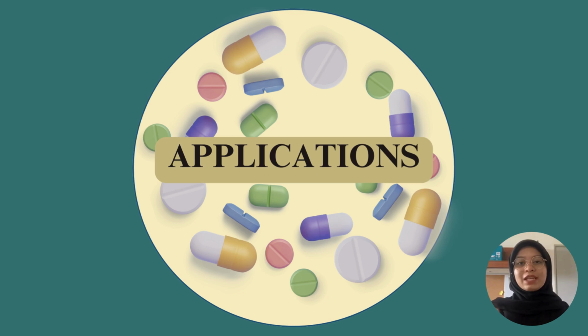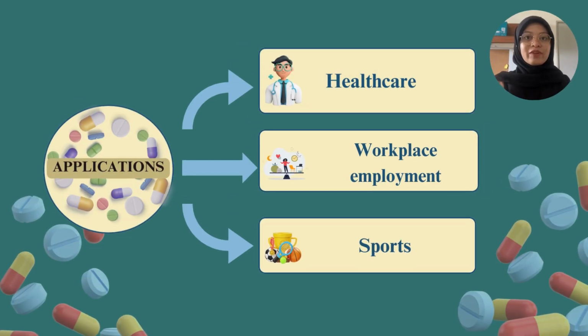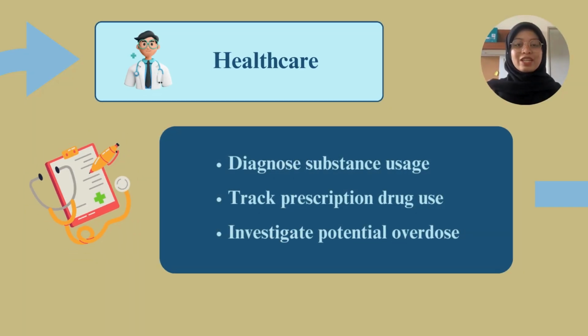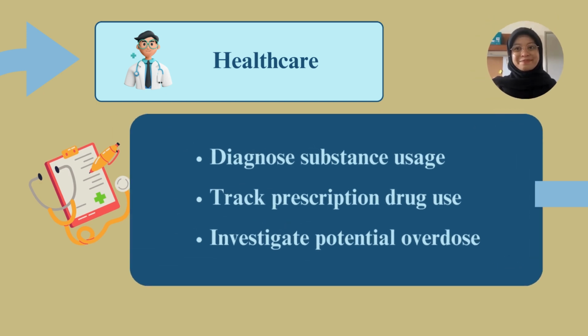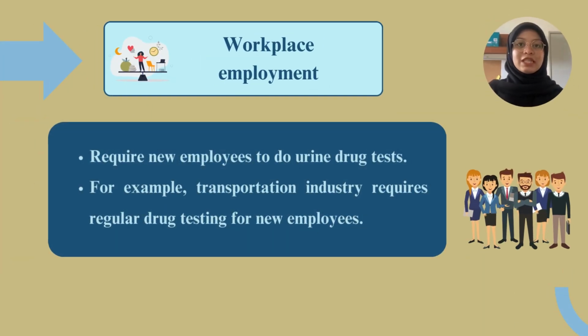Without further ado, let me tell you some applications that use chromatography in urine drug testing. Urine drug testing serves various purposes and is widely used in different fields such as healthcare, workplace environments, and sports. In clinical settings, chromatography in urine drug tests is useful for doctors to diagnose substance use, check drug prescription, drug use, and investigate potential overdose. Furthermore, some companies, especially in sensitive industries, may require new employees to do urine drug tests to maintain a safe and drug-free workplace. For example, the transportation industry requires regular drug testing for new employees.